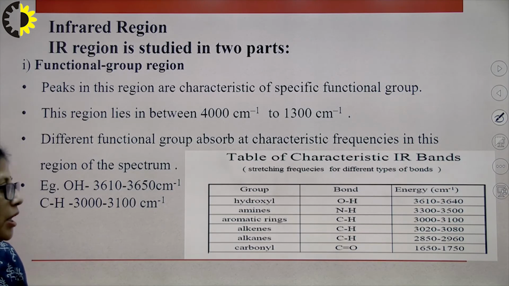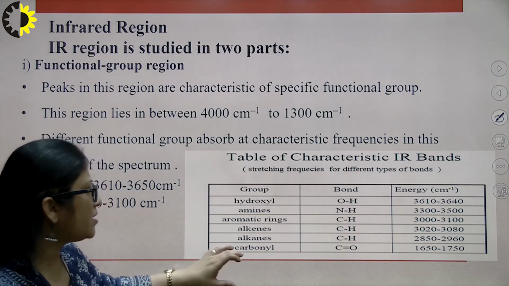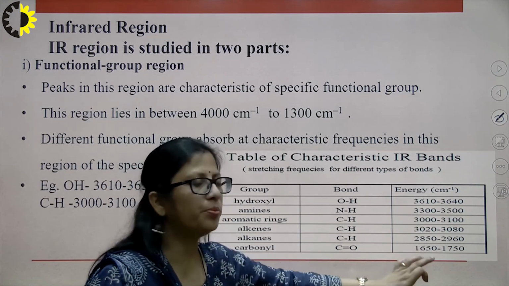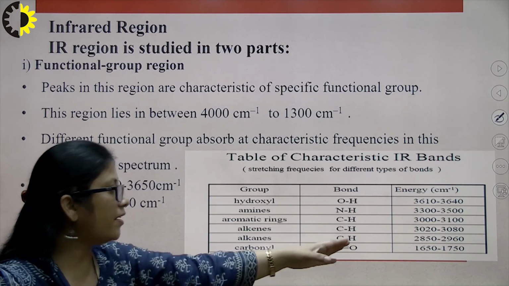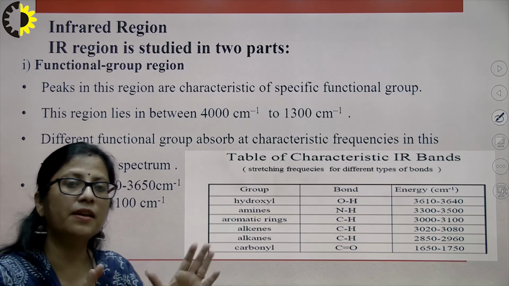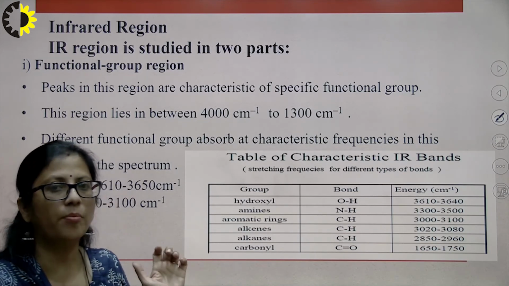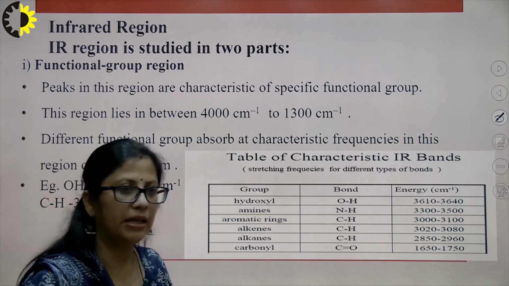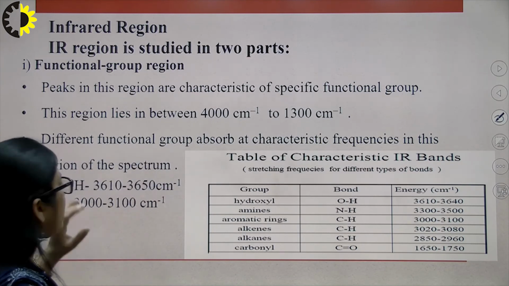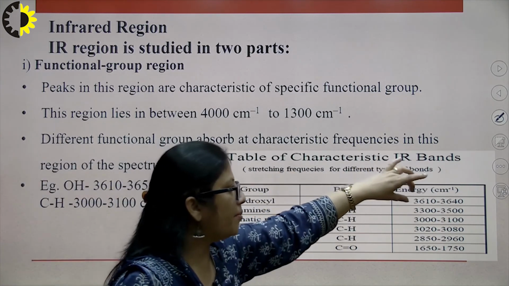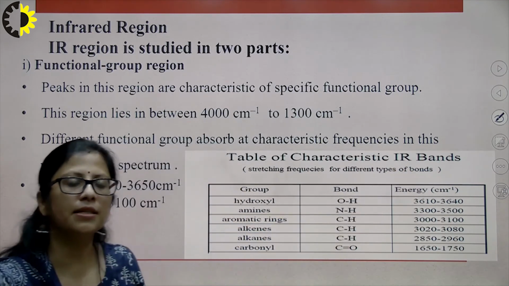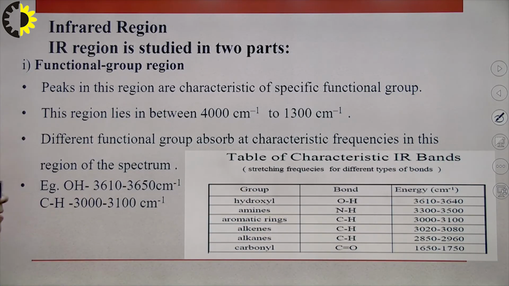For example, the CO group. The CO group absorbs very nicely at 1720. From 1650 to 1750, generally 1710, 1720, we observe the carbonyl peak. Then the hydroxyl group, OH, generally shows absorption at 3600 centimeter inverse.